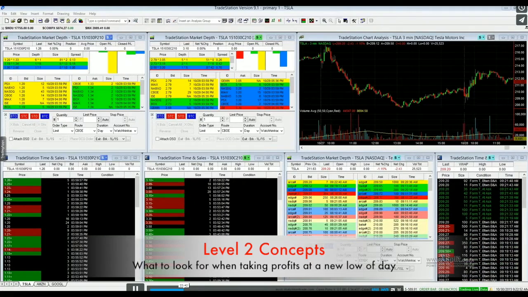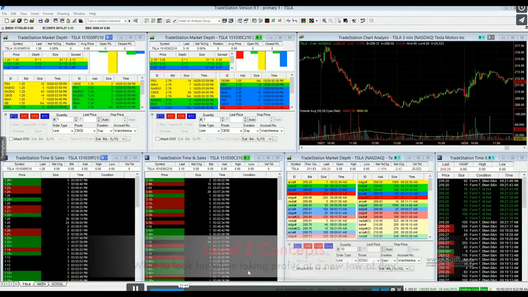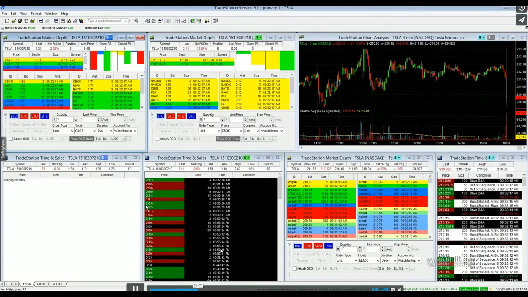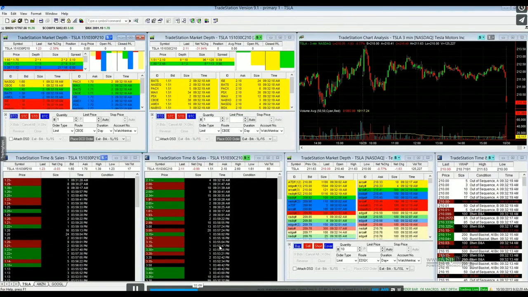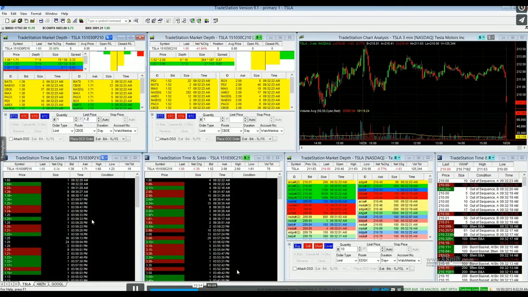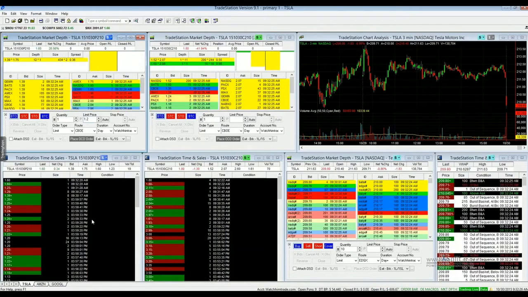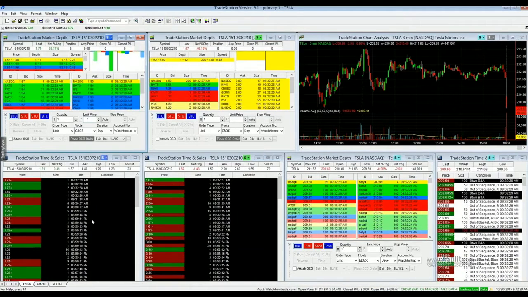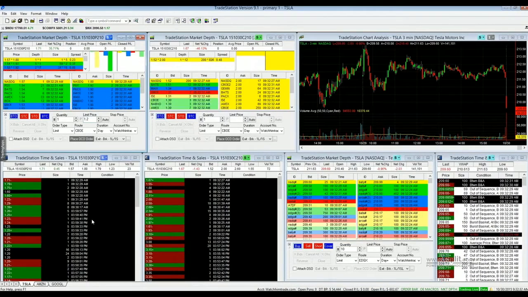So the purpose of this film study is just going to be looking at level 2 footage and level 2 action, and talking about how I use level 2 to help dictate my trades. So this is a setup on Tesla where the stock had gapped down and was kind of looking like a short on bounces to me.